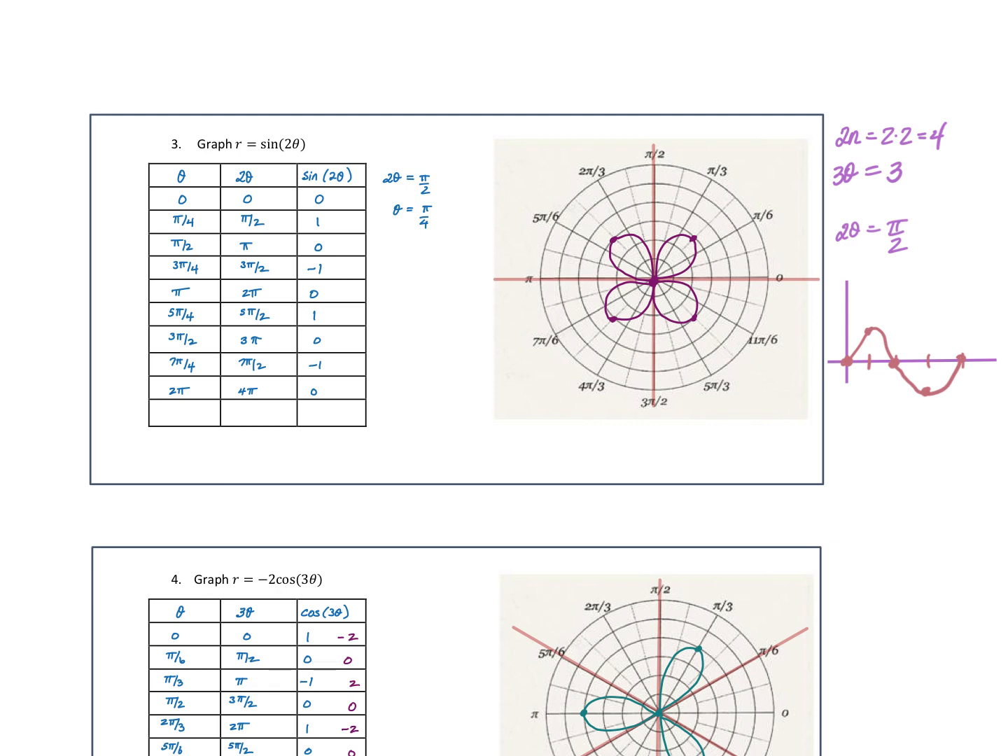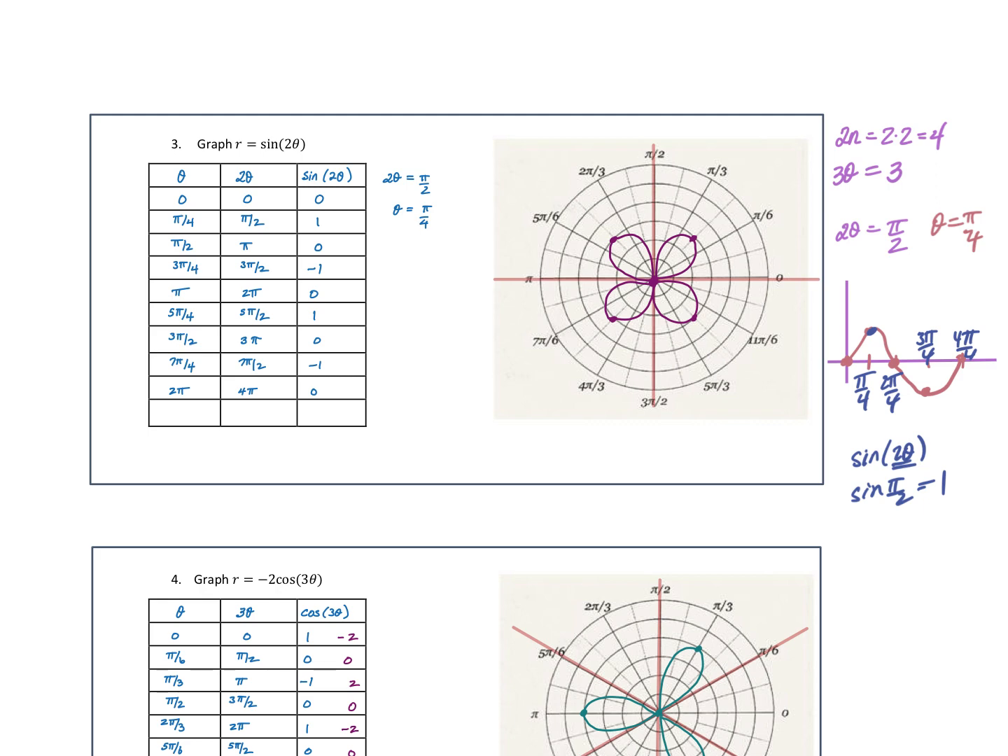So if I do 2 theta equals pi over 2, I'm going to get theta equals pi over 4. So let's see if that makes sense. That means my increments are going to be pi over 4, 2 pi over 4, 3 pi over 4, 4 pi over 4. So this is pi over 4, pi over 2. So if I plug this back in, sine of 2 theta, if I plugged in pi over 4, I'm going to get sine of pi over 2, which is 1, which is that point right there. Okay, so we have to account for that multiple on the inside. So that's one little cycle. That's probably going to give me 1 petal.